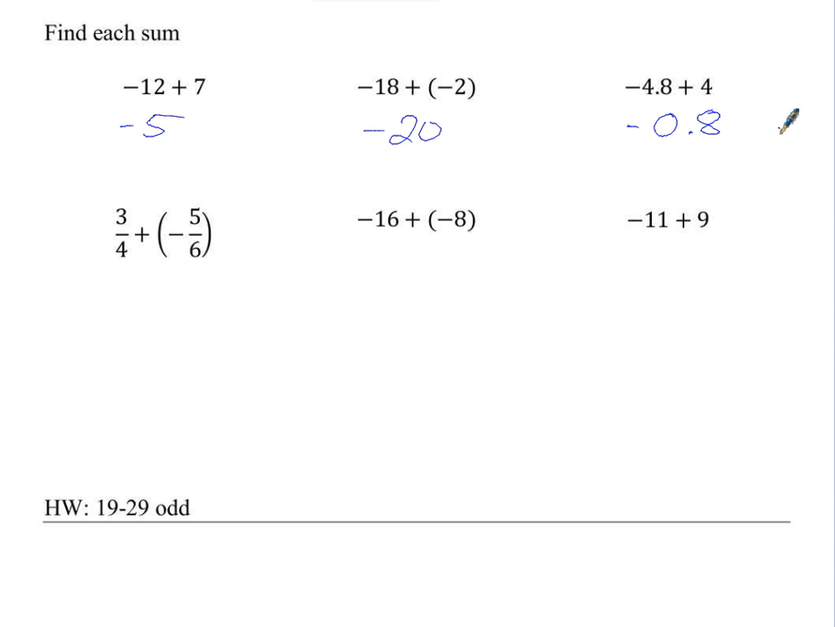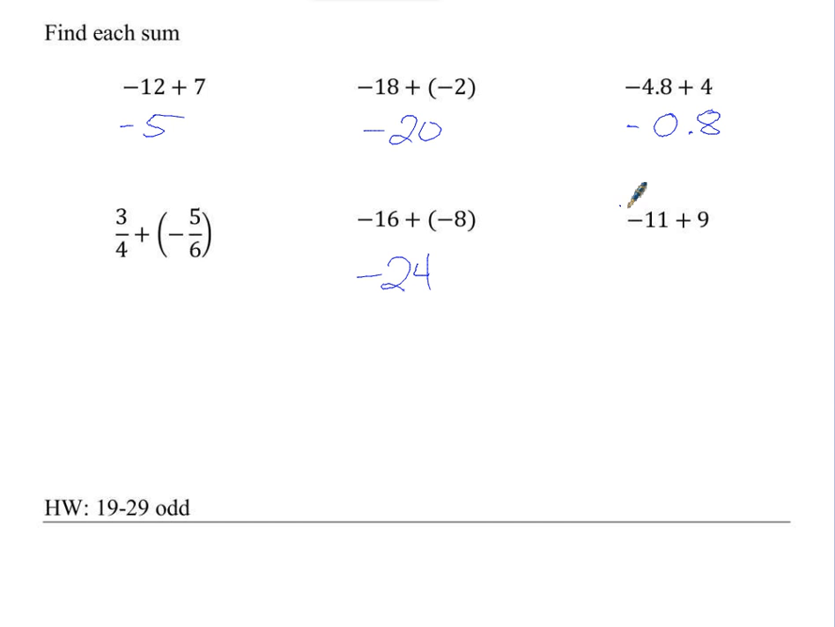I'm going to skip the fraction one for a second here and go over to the negative 16 plus negative 8. Here we have the same sign, so we will add them. 16 plus 8 is 24. You should be hopefully doing this in your head. Keep the sign because they are the same sign. They both were negative, so negative 24.